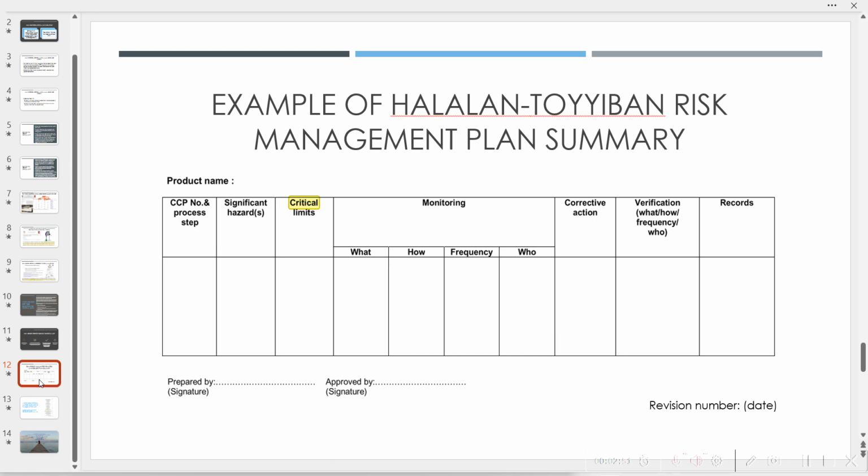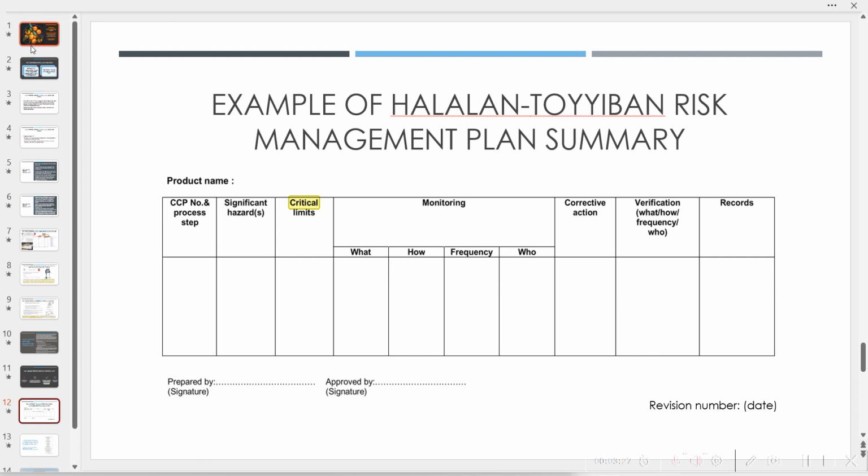The first table is from the Dr. Nurul's class for halal control point. And then this table, we call it Halal Thayyiban Risk Management Plan Summary. Only steps that have been selected as halal control point will be brought forward to this table and to be explained and filled in. Alright? So, since the topic for today is talking about critical criteria or critical limit, it falls into this column, critical limit. Alright?